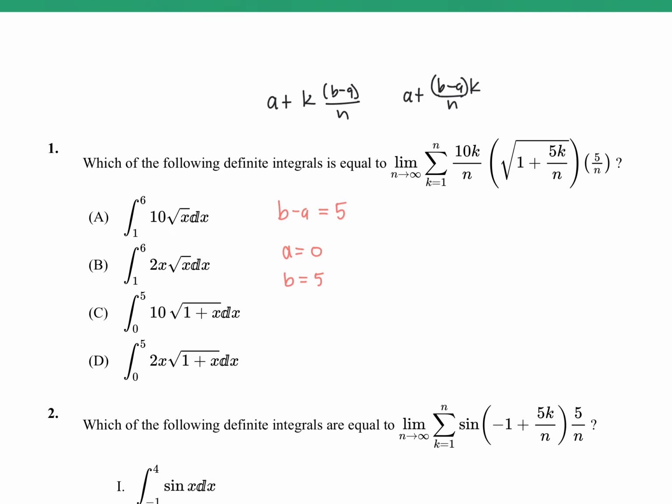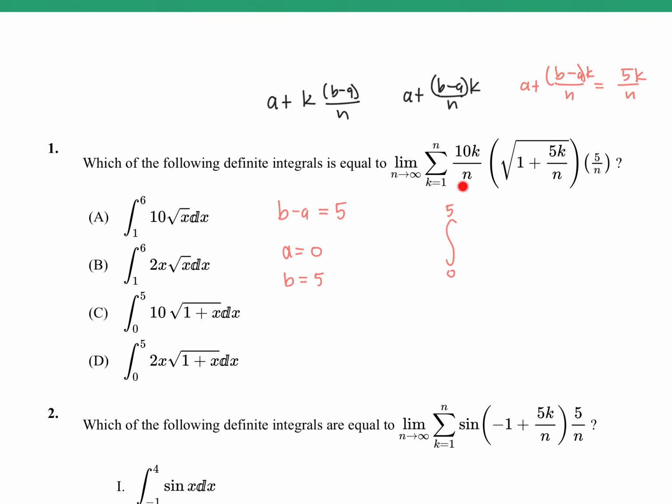Okay, so if that's right, that means our integral has to go from 0 to 5, because it always goes from a to b. And then a plus (b minus a) over n times k would be 0 plus 5 over n times k, 5k over n. Okay, so that's what's going to get plugged in for every x.